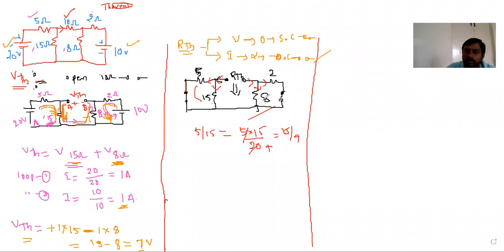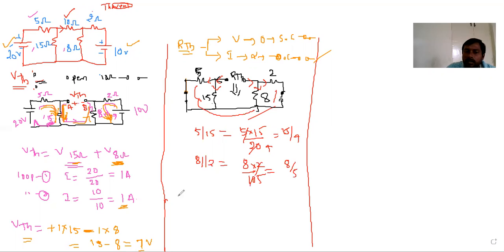Now these two are in parallel: 8 and 2 are parallel. So the equivalent is 8 into 2 by 2 plus 8, which is 10. 2 ones are 2, 2 fives are 10, so it is 8 by 5. Now R equivalent, these two are in series.